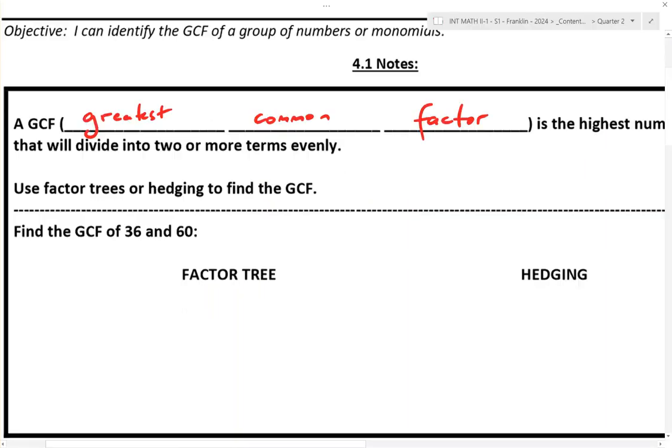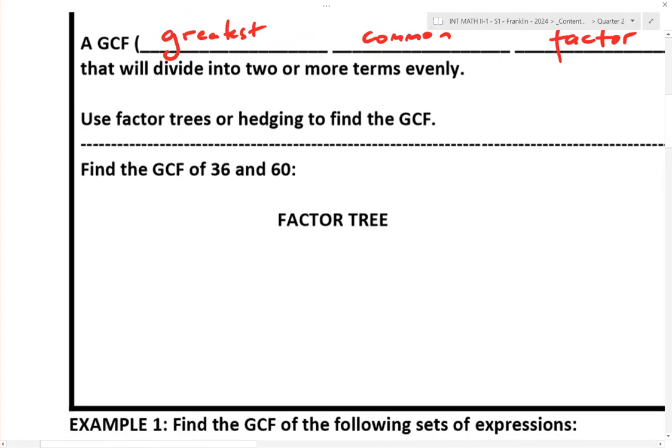So first we'll look at a factor tree. So we want to find the GCF of 36 and 60. So the biggest number that divides evenly into 36 and 60. And again, if you can think about it for a minute and figure out the biggest number that goes into both of these, that's great. If you're not sure, you can use one of these methods. So a factor tree is just a way to find all the prime factors of a number. So let's start with 36.